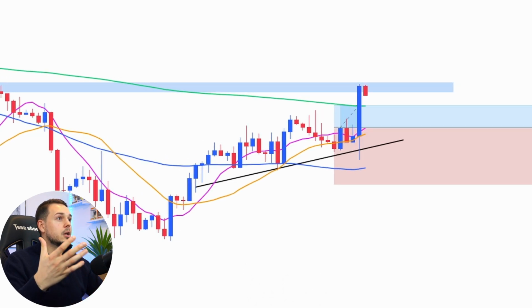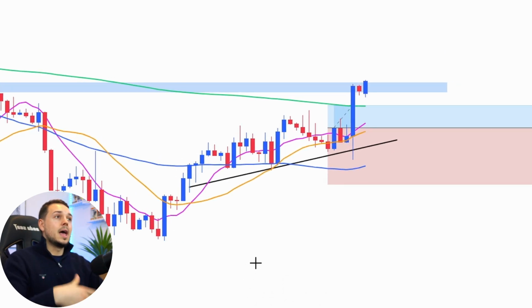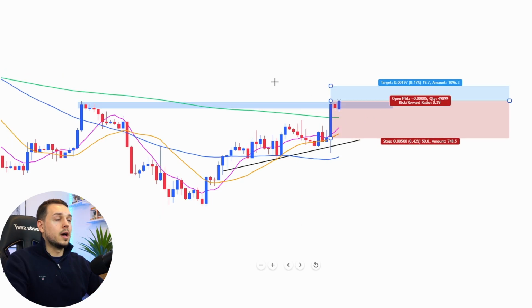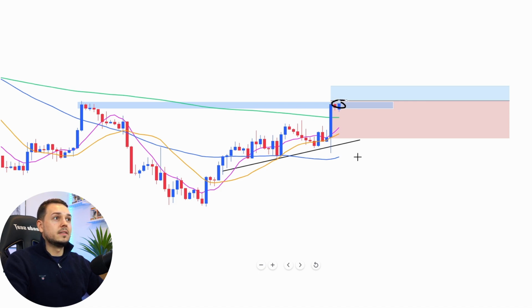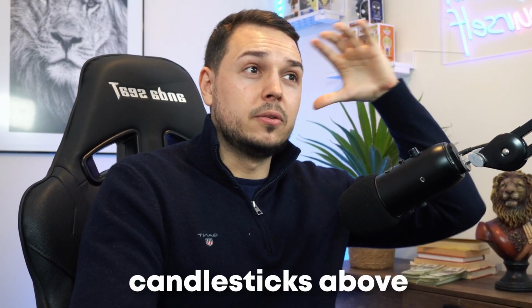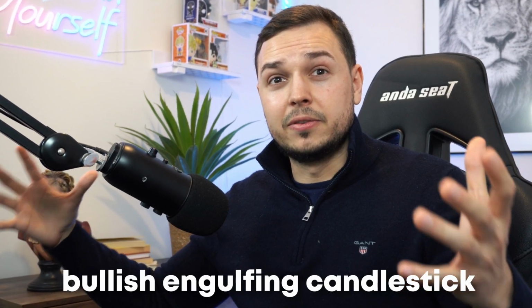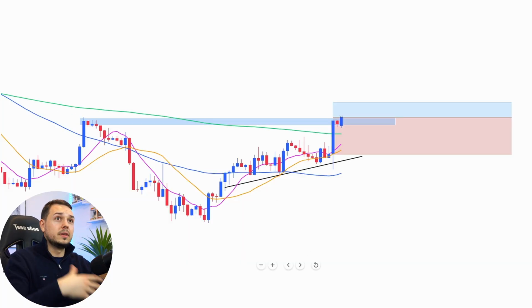Yet again, it goes towards the upside and actually manages to break the 200 moving average. It gives us, look, a nice bullish engulfing candlestick once again. This is a great indication to continue moving towards the upside. So many confirmations now. Moving averages below, candlesticks above, new high has been formed, bullish engulfing candlestick pattern. This is beautiful. This is what we want.